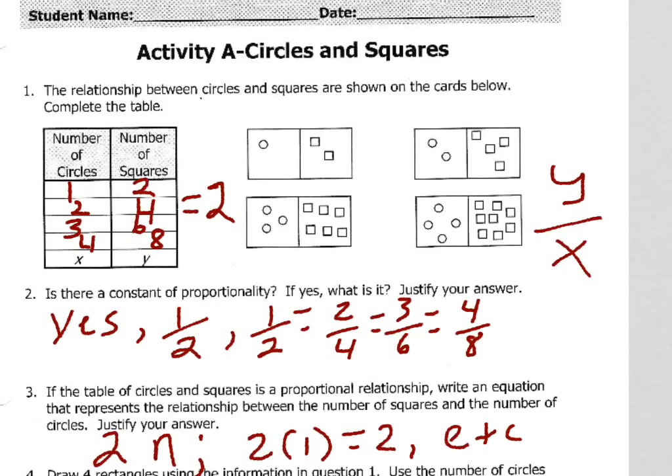And it asks, what is it? So what I did was put it as 1/2, and I did it by the ratios. But if we do output over input, we're going to wind up with 2 over 1. So my proportionality is actually 2. So we can look at that and justify it once we do our output over input. Okay, now the next thing it asks me to do, it says if the table of circles and squares is proportional, we need to write an equation.